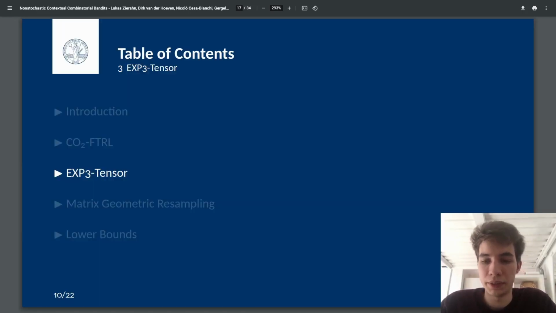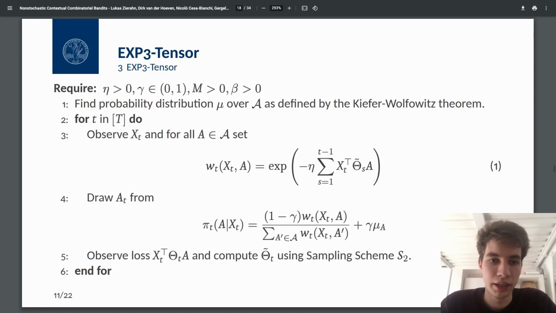Next, we're going to come to EXP3 tensor. EXP3 tensor is the algorithm we're presenting for the full Bandit case. And here we start off by finding a probability distribution mu over the action set, which follows by the Kiefer-Wolfowitz theorem. Similar to the semi-Bandit case, this is not always efficient. However, this is efficient for many action sets like m-sets, for example.